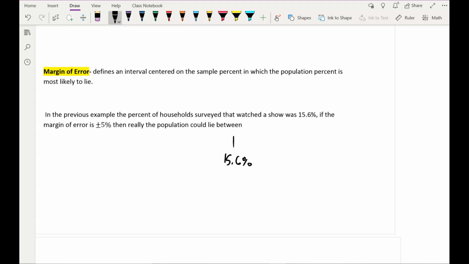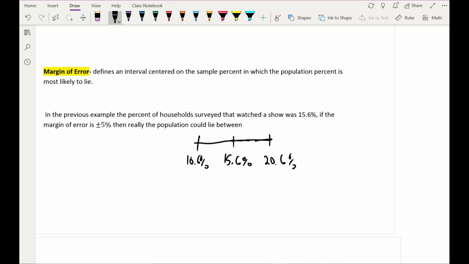Okay, we're not exactly certain it's 15.6%. It could fluctuate somewhere plus 5% or minus 5% from there. So it could be anywhere, and if you add 5%, you could be 20.6% of the population, or we could be 10.6% of the population. So when you have a margin of error, as all surveys do, you're basically saying, well, we think about 15.6% of those surveyed watched that program, but there's a margin of error.